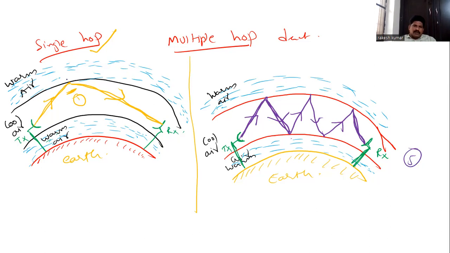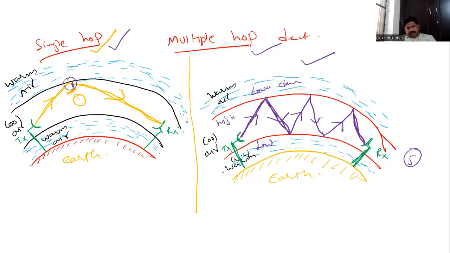Here, only one reflection takes place. So this is called single hop, and this is called multiple hop. Okay, so clear? This is multiple hop duct propagation. So when the signal goes from higher density to lower density, there will be a transition pattern. Warm air has lower density and cool air has higher density.